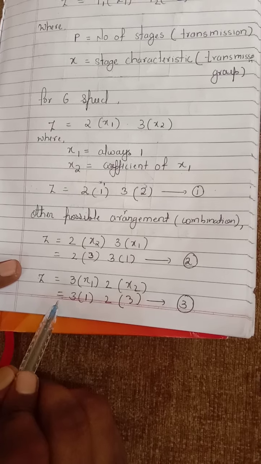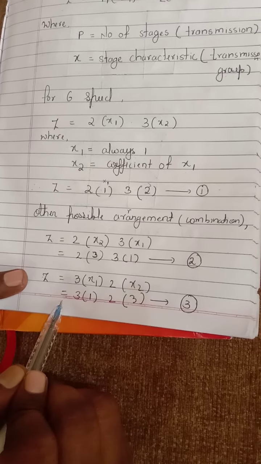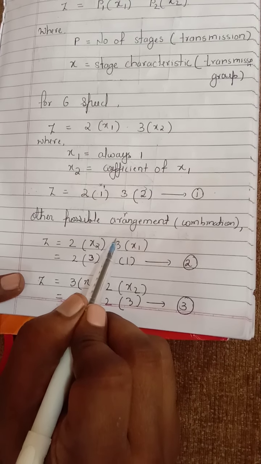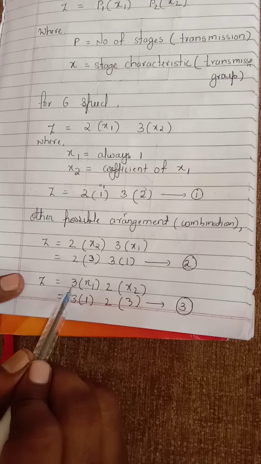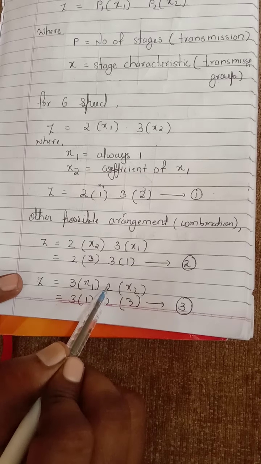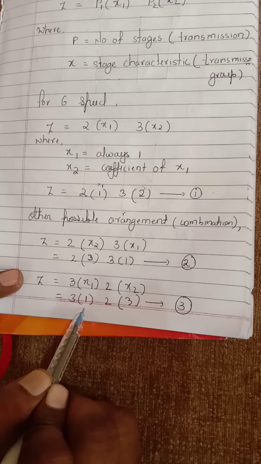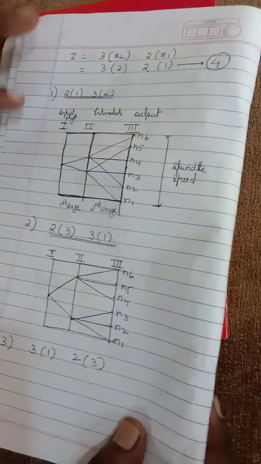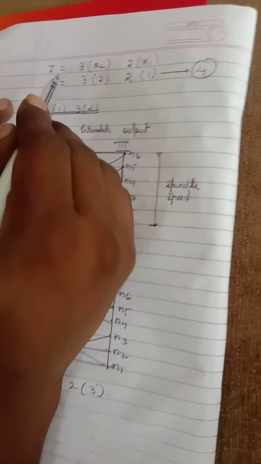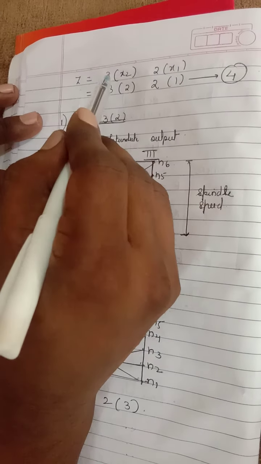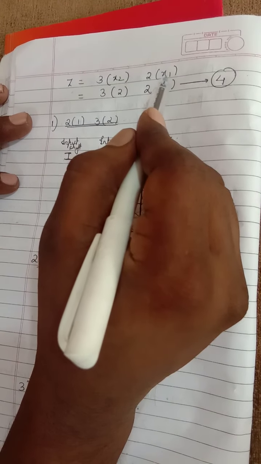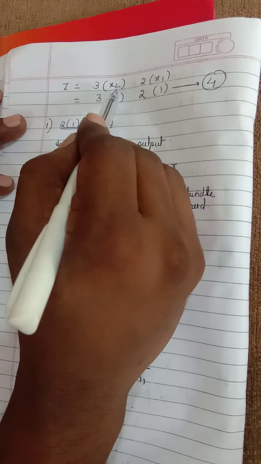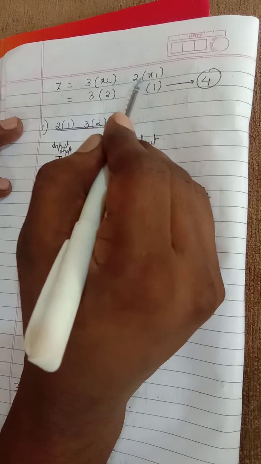Similarly, we get the third arrangement. In the third arrangement, previously we shifted x1 and x2. Now we will be shifting the P, that is, P2 will be placed in place of P1, and P1 will be placed in place of P2, and likewise we will get the third arrangement. In the fourth arrangement, previously we shifted P, now we are shifting x again. In place of x1 comes x2, and in place of x2 comes x1.